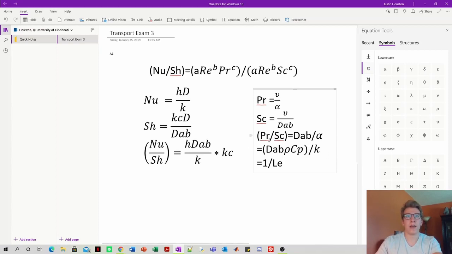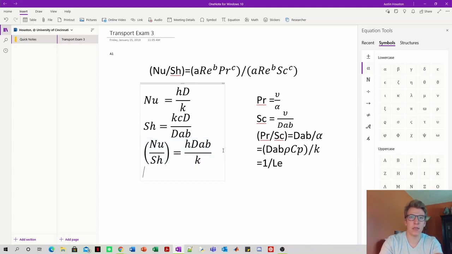So now that we know that, well, I just realized that this formula is messed up a little bit. I did not want the Kc in the numerator. We want that down below with the thermal conductivity.